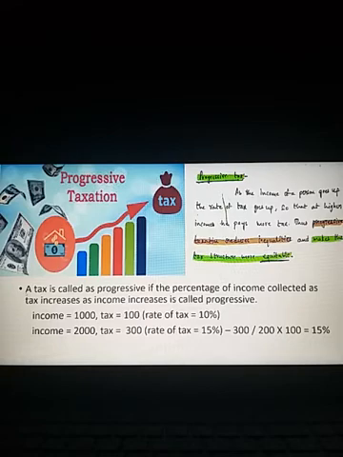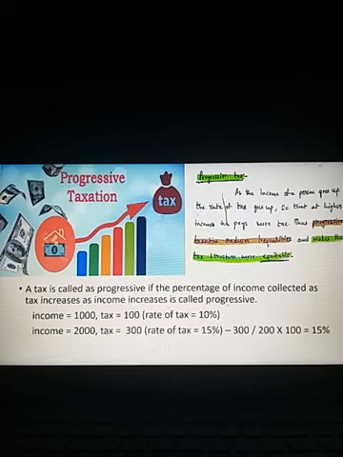Observe the explanation below. A tax is called progressive if the percentage of income collected as tax increases as income increases. So here you need to focus on 2 points. As income increases, the percentage of tax also increases, that you call progressive. I repeat, a tax is called progressive if the percentage of income collected as tax increases as income increases.